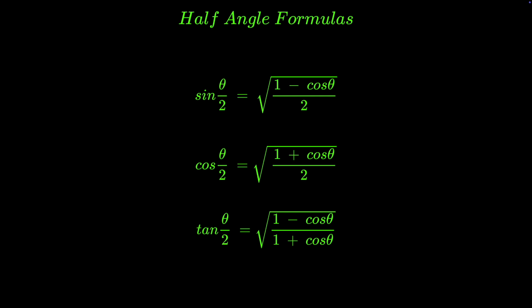Here are three equations providing the sine, cosine, and tangent of theta over 2 in terms of the cosine of theta. These are sometimes referred to as half-angle formulas.